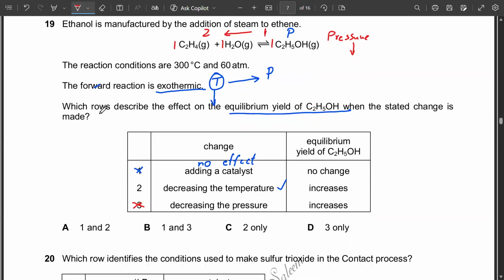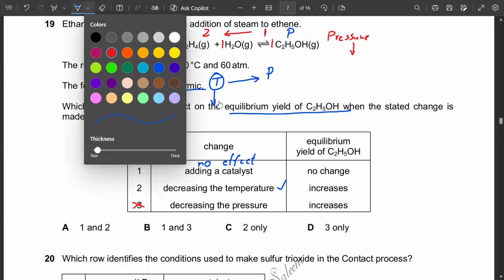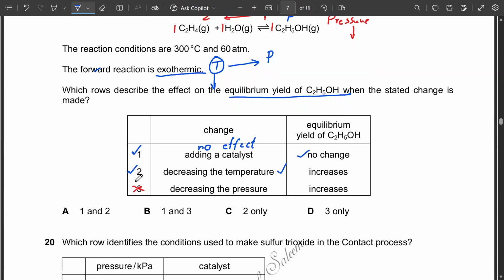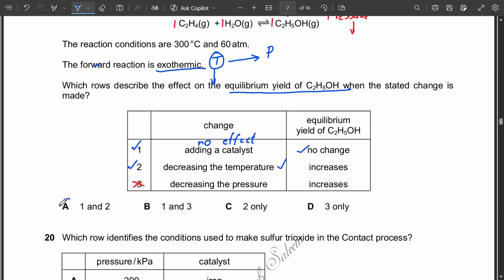One more thing, I did mention no effect in the first statement. That is already written on the right side. No effect means no change. So it's a correct statement already. So the first statement is also correct. The second statement is also correct. So first and second statements are correct, which means A is the correct option.